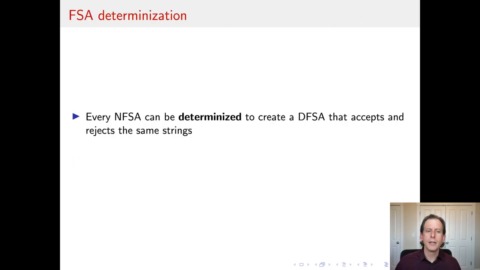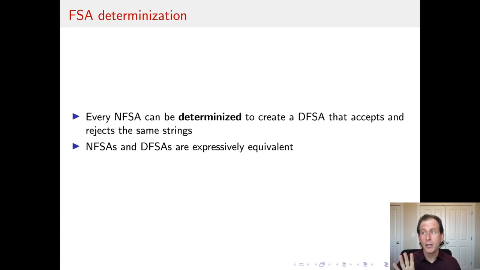Now, every non-deterministic automaton can actually be determinized to create an equivalent DFSA that accepts and rejects the same strings. So the two methods are expressively equivalent. There's no difference in terms of what string sets we can define as accepted or rejected.